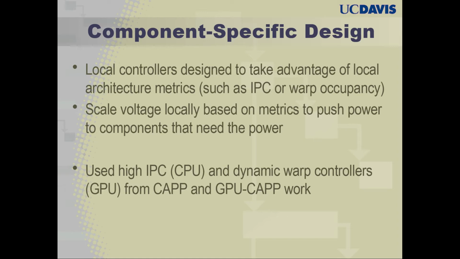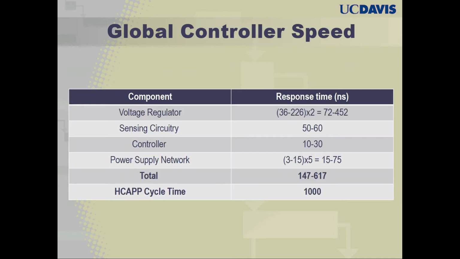And if you want details on those, I encourage you to go read up in those papers. And finally, we have to come back to this idea of, is it going fast enough? How long does it take? With a combination of review and simulations, we were able to determine the actual cycle time of the entire system. And from that, we found that it would be between 147 and 617 nanoseconds. From there, we took a relatively conservative step back and said 1 microsecond for the actual cycle time.